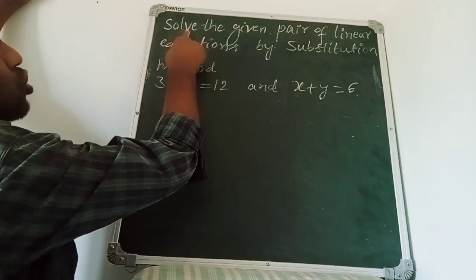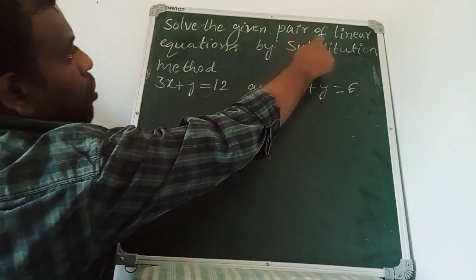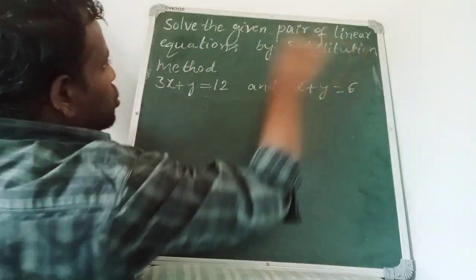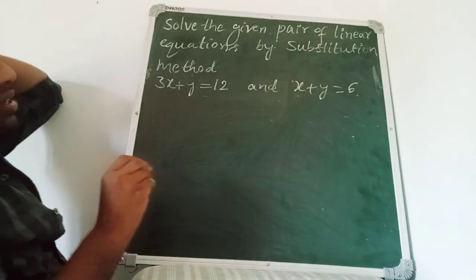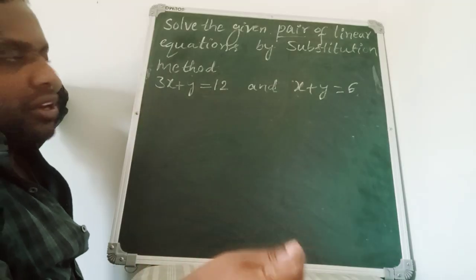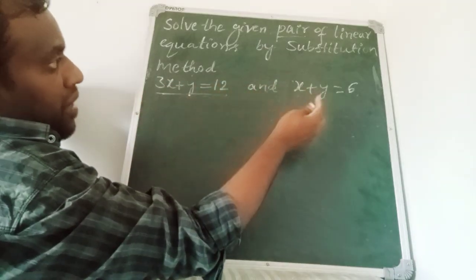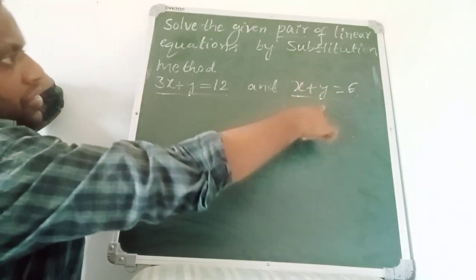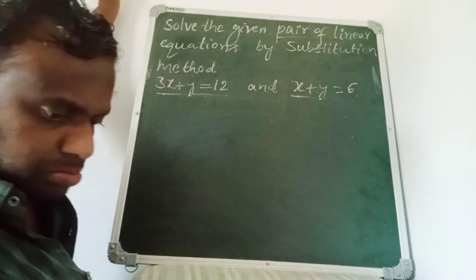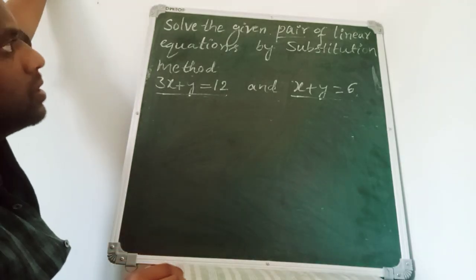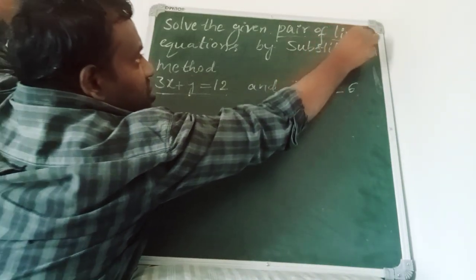Solve the given pair of linear equations by substitution method. So pair means two. They have given two equations. This is one equation. This is another equation. And they are telling linear equations.